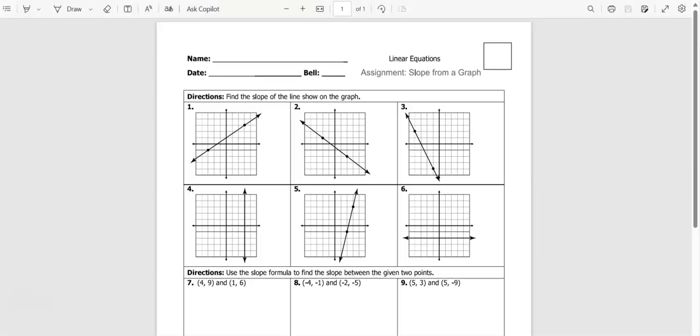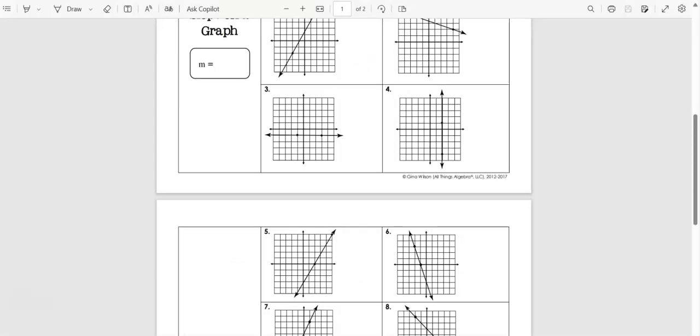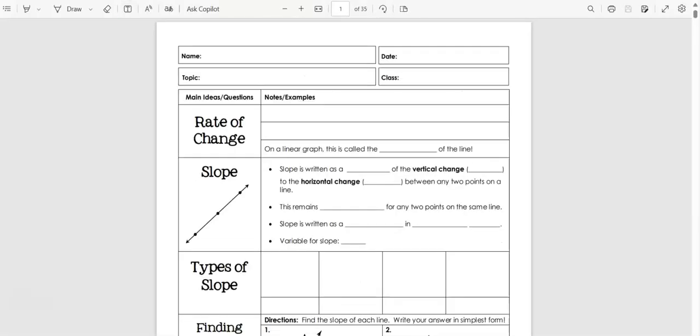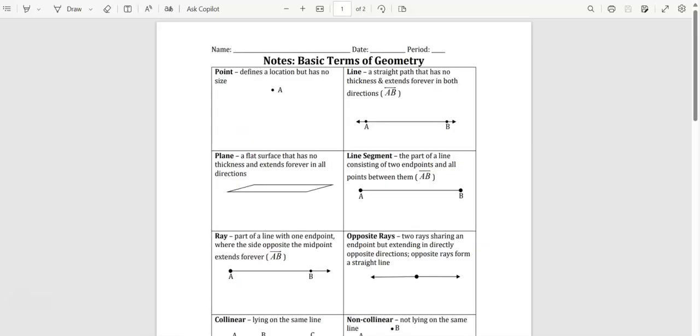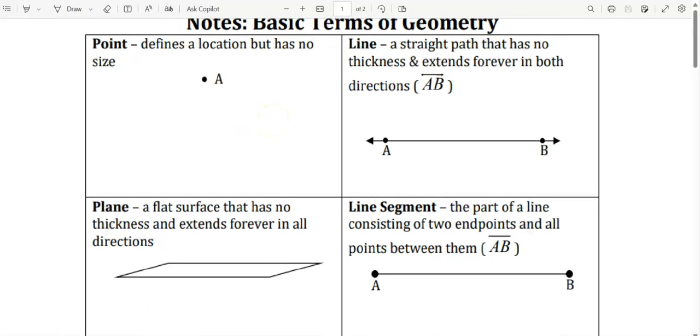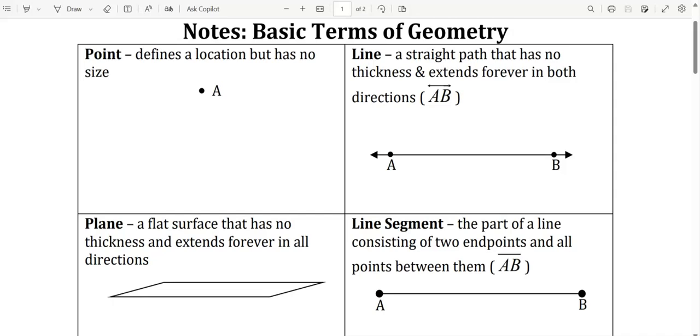Well, now we move on to notes for basic geometry terms, okay? So everyone's got this paper. Here we go. Now, in past years, have done things that make your hand hurt.